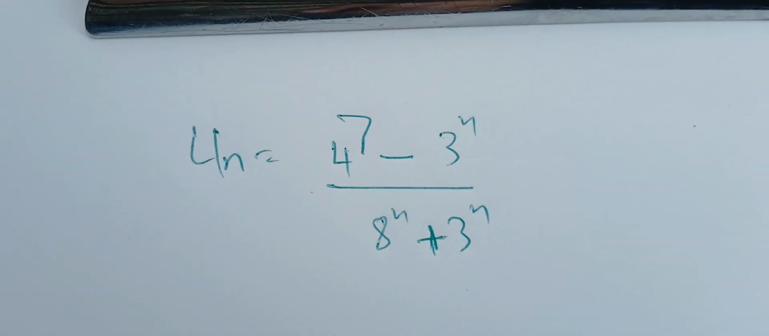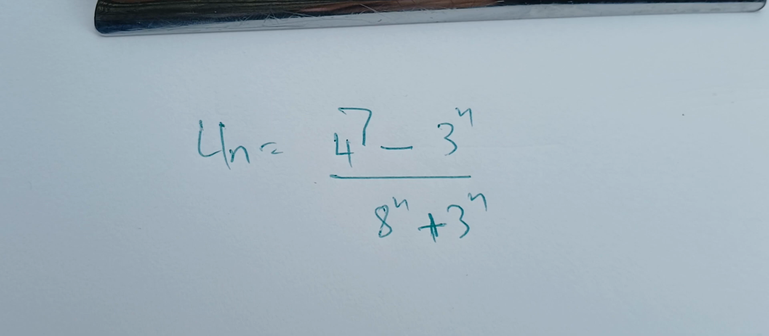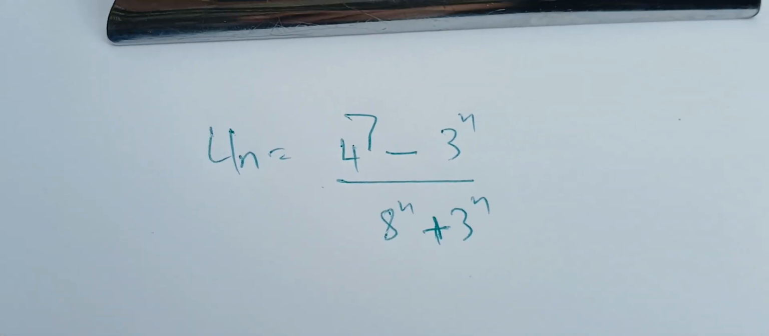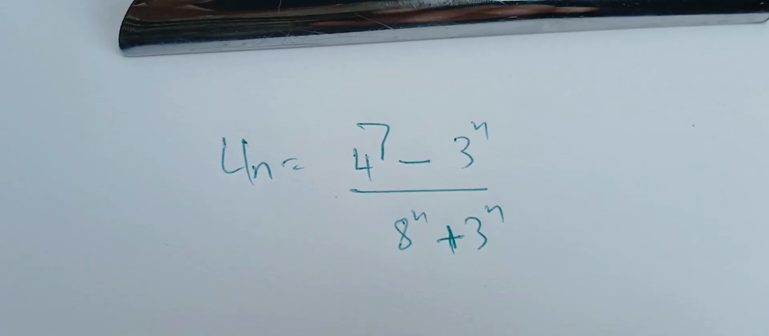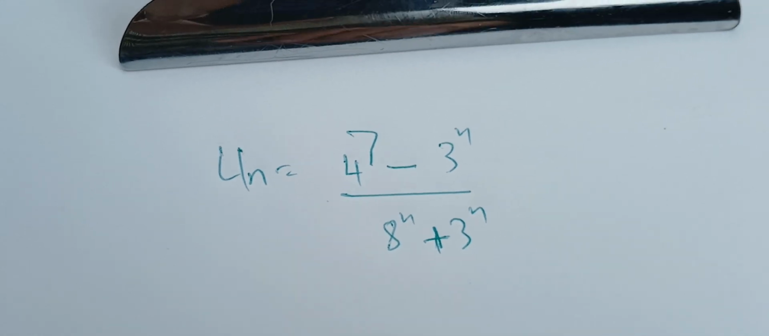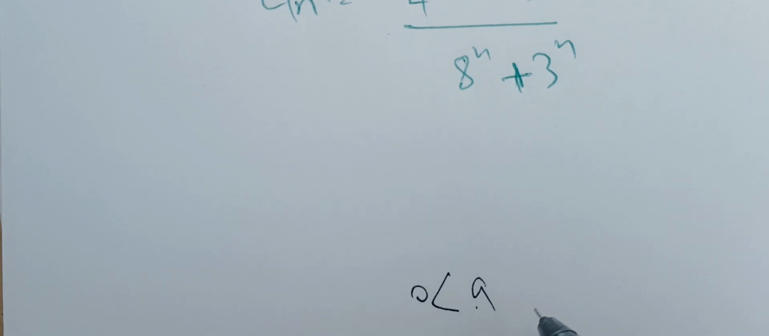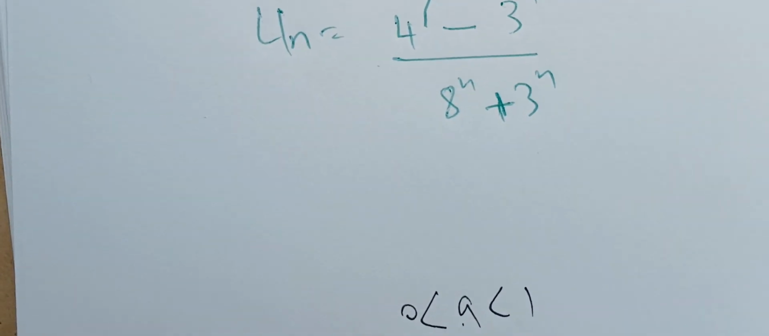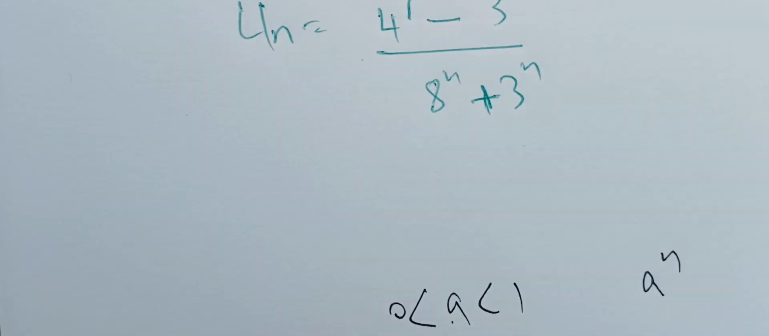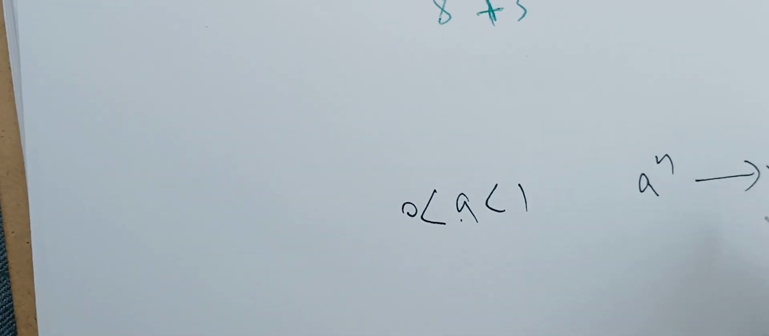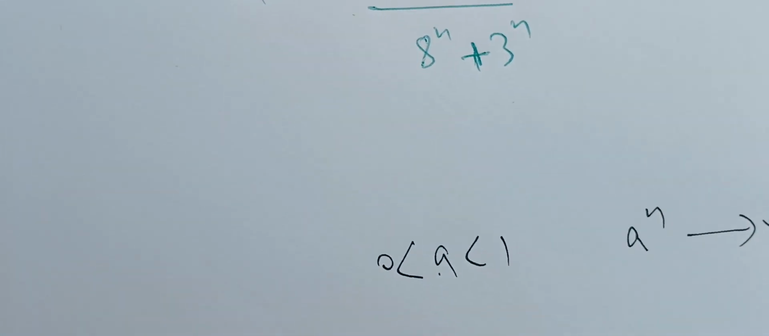To be able to compute the following limit of this sequence, we need one key idea here. Note that if we have a number a between 0 and 1, then a to the power n goes to 0 as n goes to infinity.